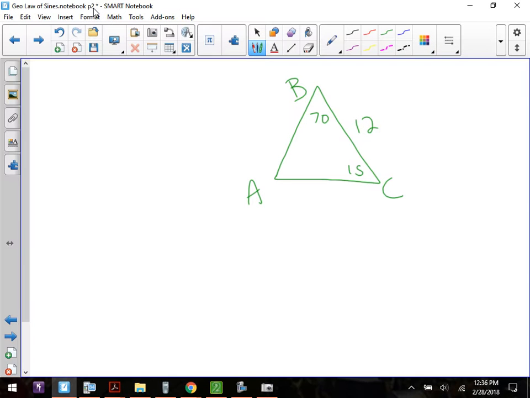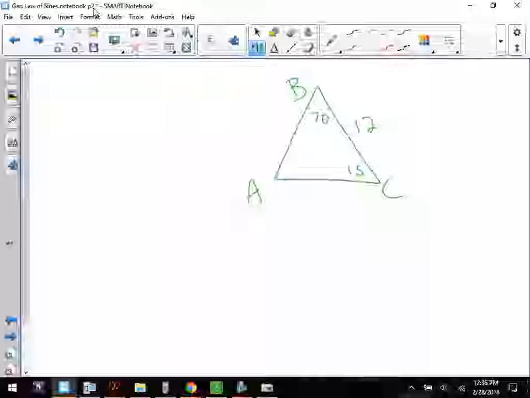Working with law of sines, you have to make sure that you're setting up, and you have to have an angle and its side opposite in order for it to make any of it work. Now, when you start with one like this, the problem is forcing you to figure out what angle A is first.